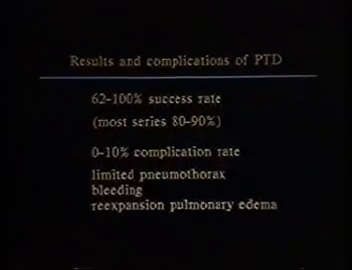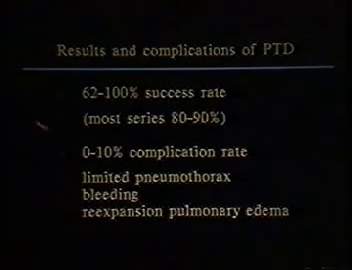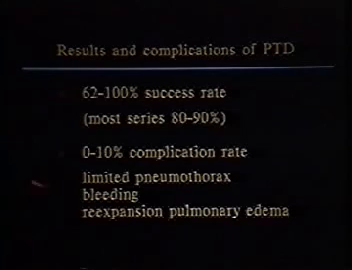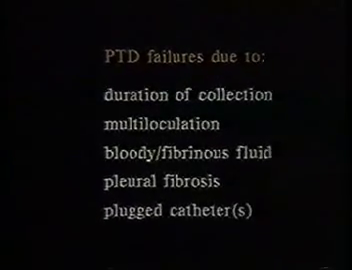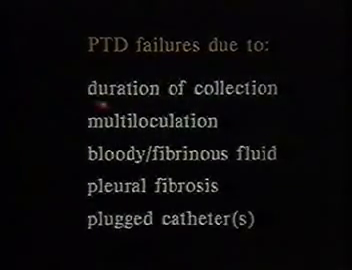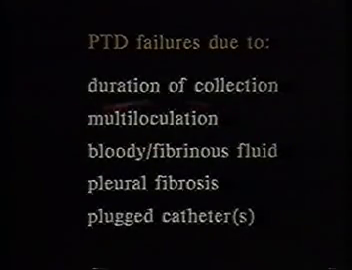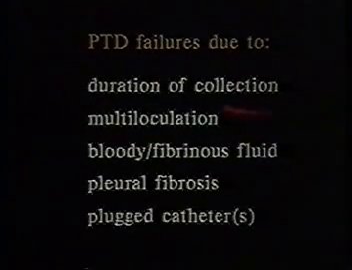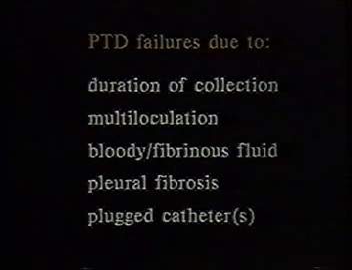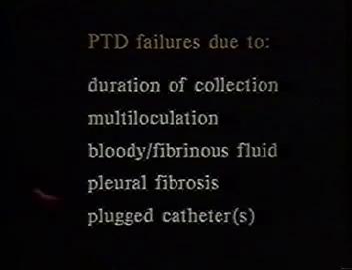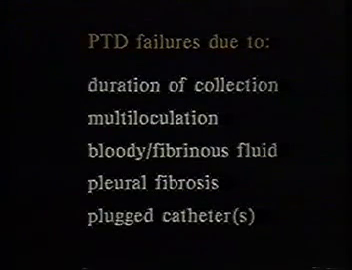When one is talking about the drainage of fluid collections, the success rate is somewhere on the order of 80 to 90% in most series. Those that have failed are generally due to the following list of things. Either the collection has been around for a very long time, and so the lung cannot re-expand and the pleural space cannot be obliterated. There are multiple loculations which simply are not amenable to percutaneous drainage. One is dealing with a very bloody or fibrinous fluid collection, again, which is not amenable to percutaneous drainage. One has severe pulmonary or pleural fibrosis, which precludes the lung from expanding and obliterating the pleural space.